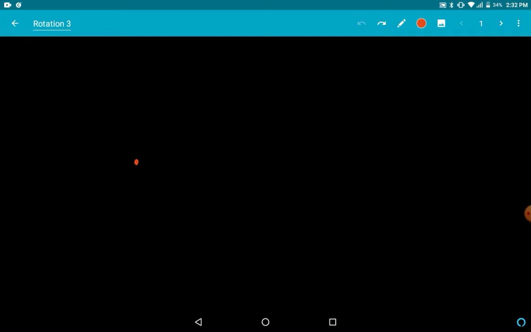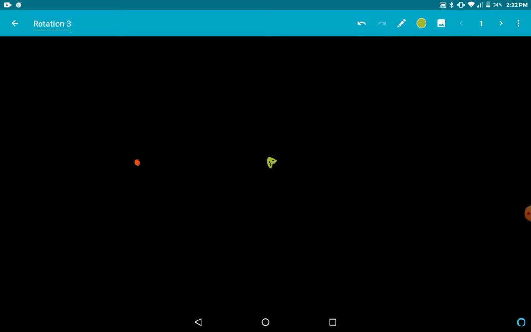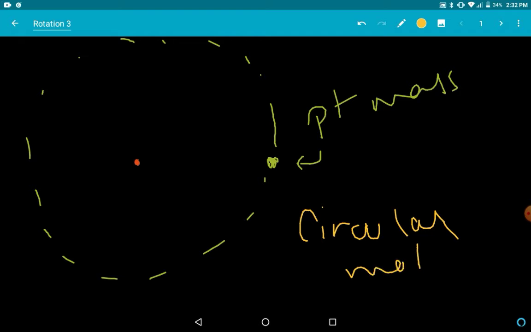Now if there is a point like this, a body, a point mass, and it is rotating around this one center. If a point mass rotates around the center, that kind of motion is nothing but circular motion. Understand? That is nothing but circular motion.